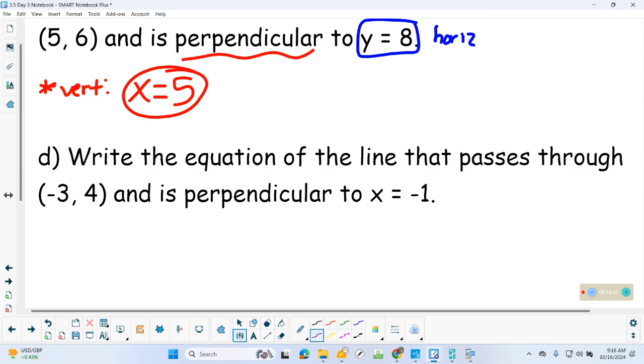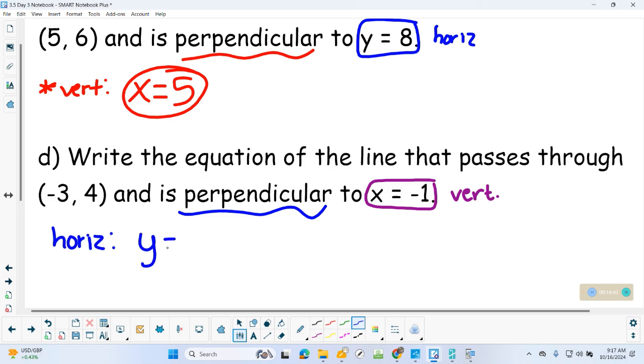Okay, passes through 3, 4, perpendicular to x equals -1. Okay, so start with the given equation. What type of line is this? Horizontal or vertical? Vertical, x equals. We want to make it perpendicular. So if you have a vertical, what is going to be perpendicular to a vertical? A horizontal. So we need a horizontal for our answer. I know horizontals are y equals, and we have to hit the point. So y better be equaling what?